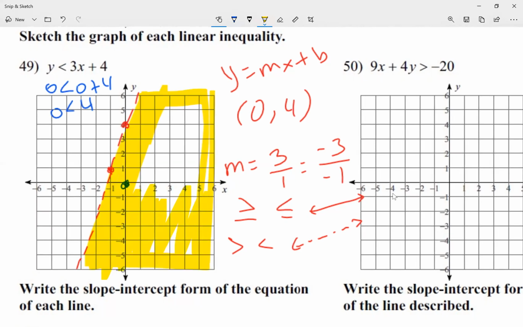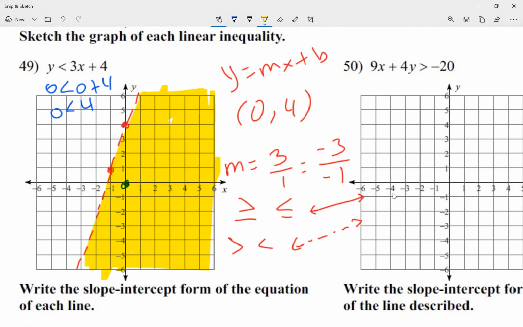Okay. What does that mean with shading? Any point that I choose here will give me a true statement, right? Like something like 0 is less than 4. Now, any point on the non-shaded side is going to give me nonsense. What do I mean with nonsense? 0 is more than 4, right? Something that makes no sense. So that's why I'm shading it.